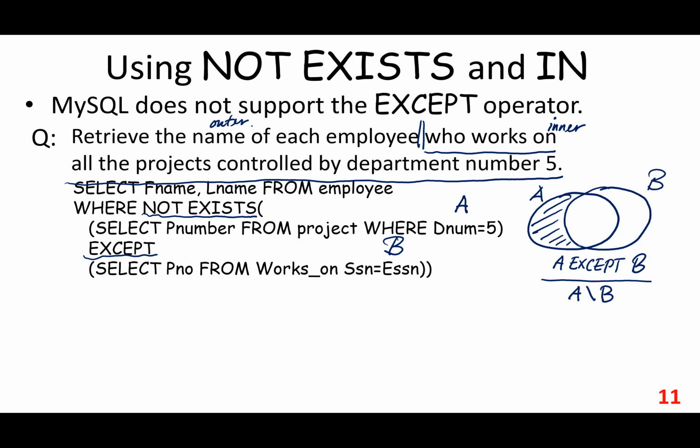All right, so that part is empty. A except B, this shaded part is empty. What's the meaning of that? If the shaded part is empty, what's the meaning? Is it the same as the condition in our question? The current employee works on all the projects controlled by department 5.